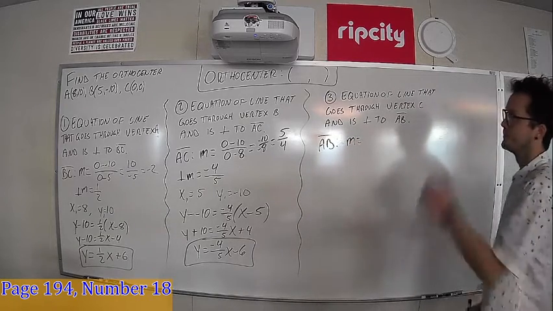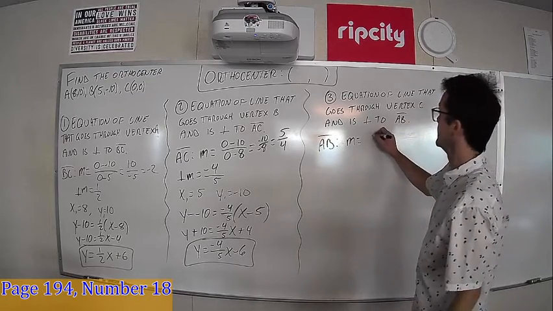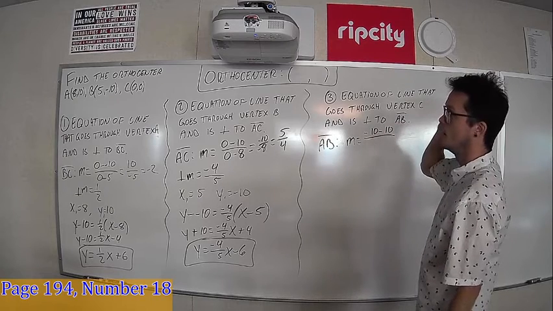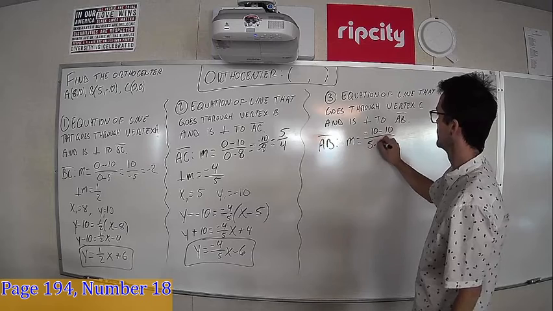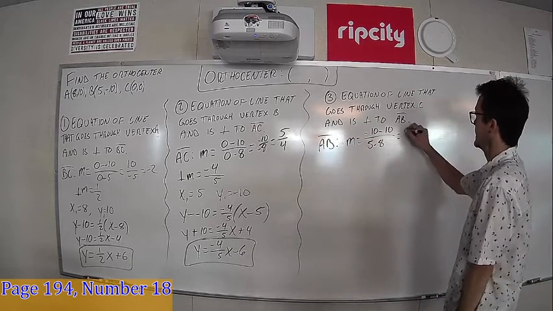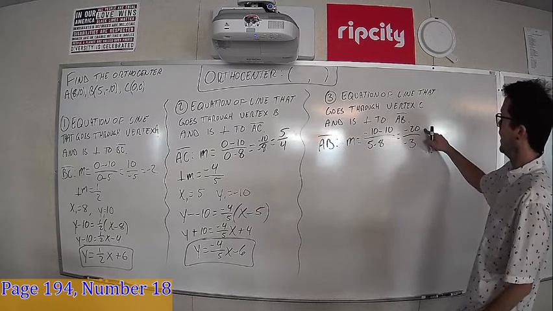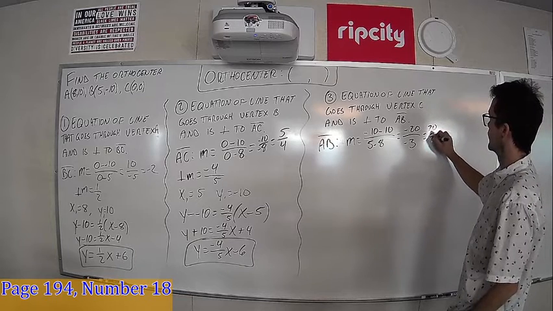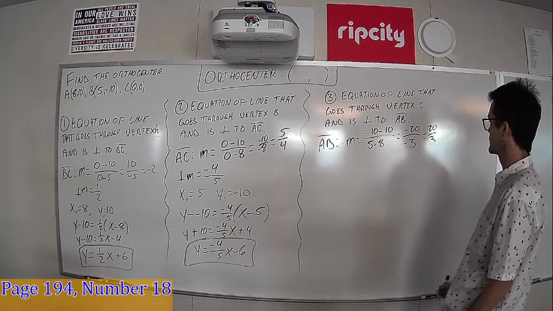Slope of AB. This time we don't get to use the zeros. So it's going to be negative 10 minus 10. And then I'm going to do 5 minus 8. Negative 10 minus 10 is negative 20. 5 minus 8 is negative 3. Negative divided by negative, positive, so it's going to be 20 over 3. It's kind of an annoying slope, but it'll work for us.